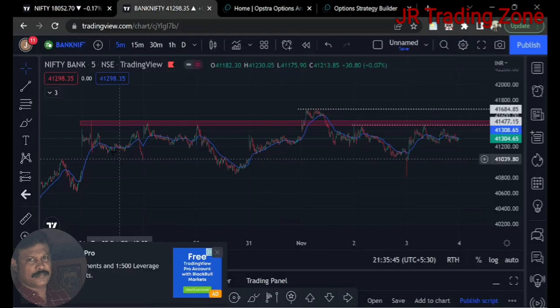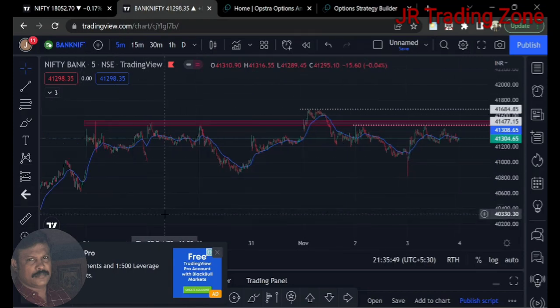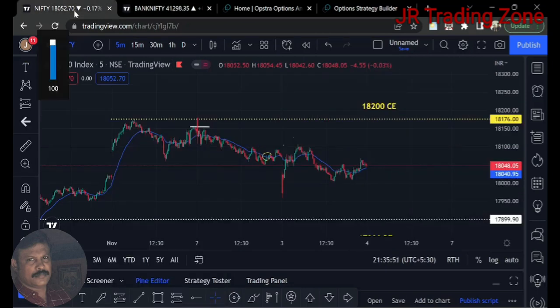The Bank Nifty chart is here. It is also traveling in a range. This is the Bank Nifty chart. We can just take the example of the Nifty chart. Okay, let it be the Nifty chart.